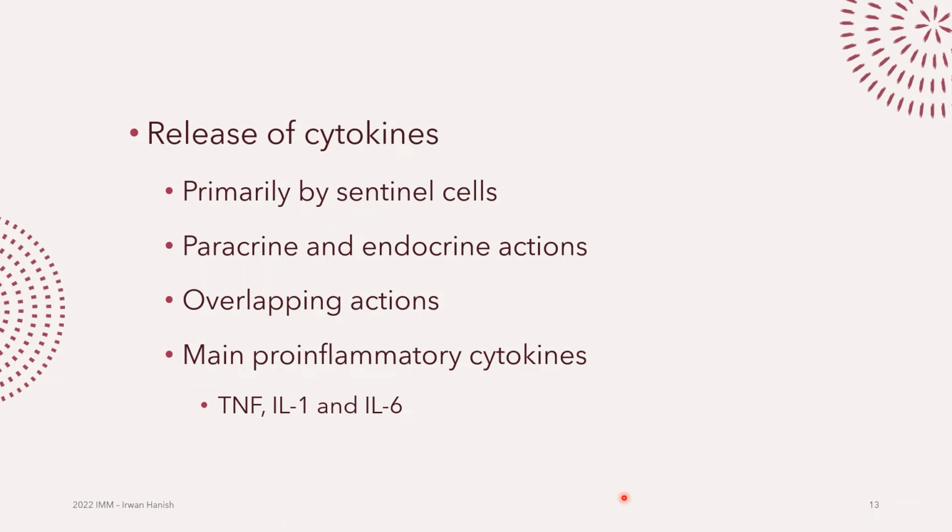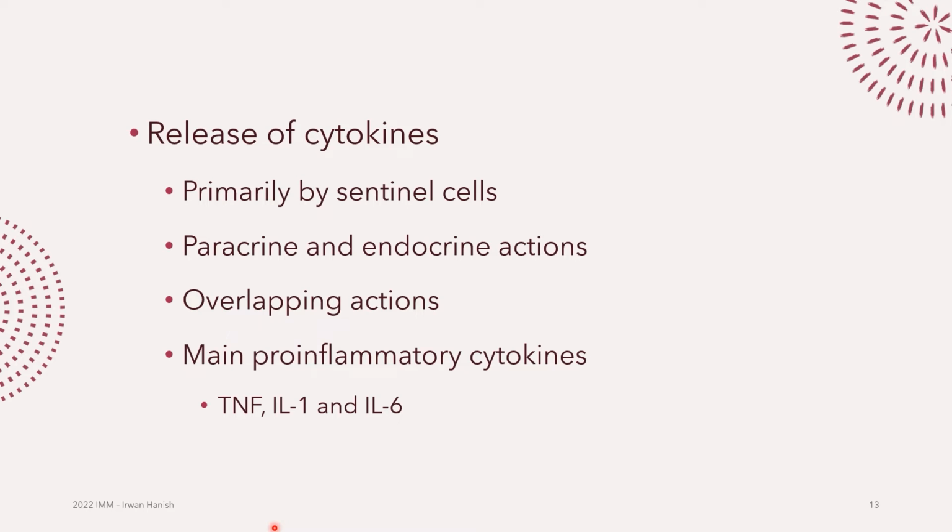The cytokines in the inflammation are mainly released by your sentinel cells. Their actions can be a combination of paracrine and endocrine actions. Paracrine is when the cytokines act on nearby cells. Endocrine is when the action of the cytokines affects long-distance cells. Another minor point to remember is that these cytokines may perform overlapping functions. It means you don't necessarily have a single cytokine doing a single thing. You can have multiple types of cytokine doing that single thing.